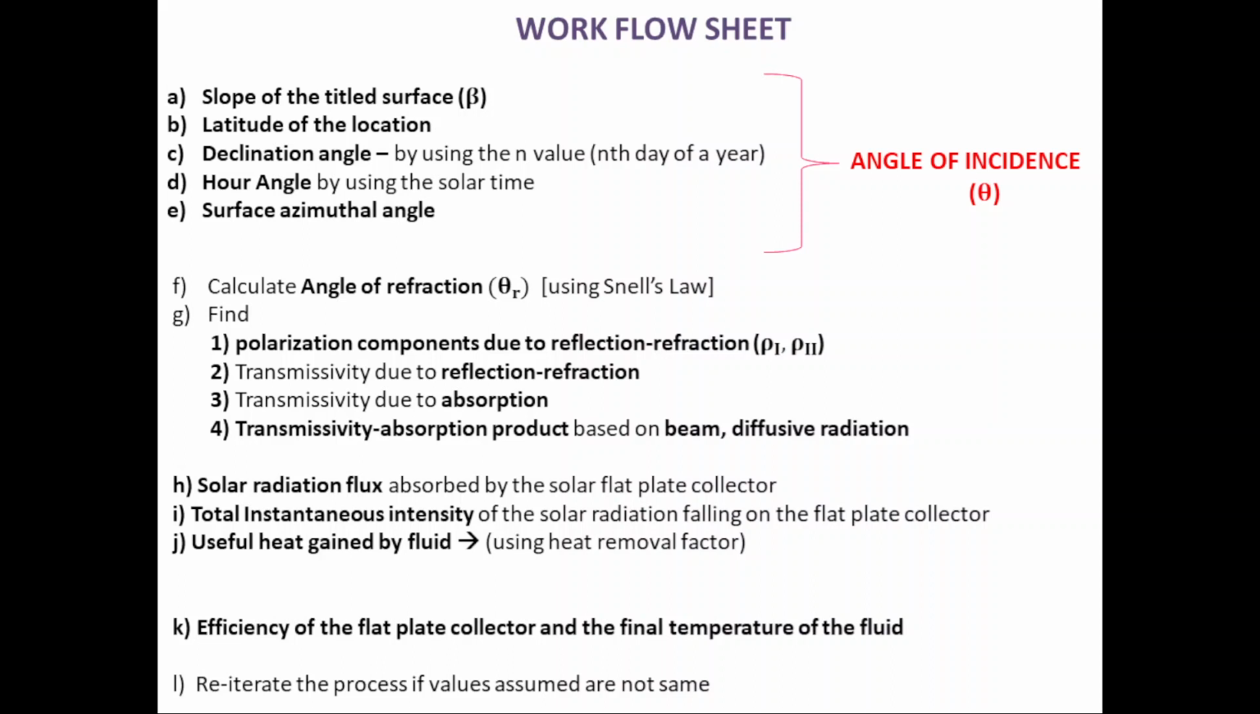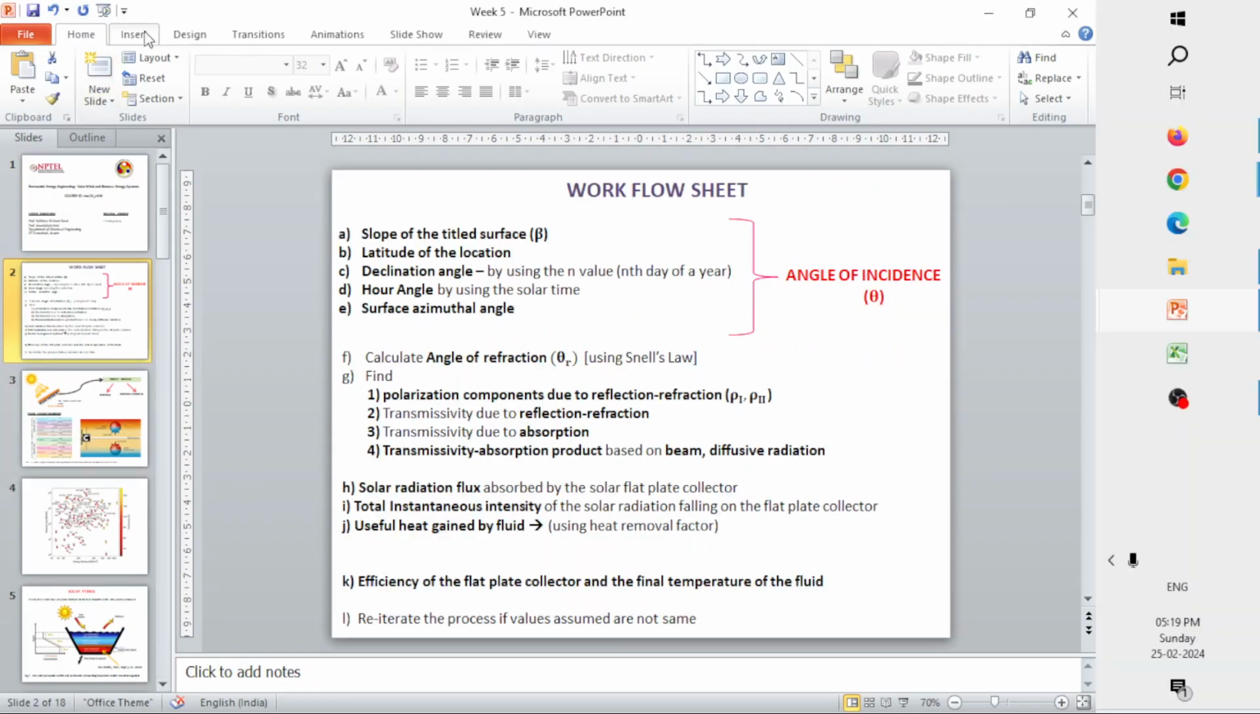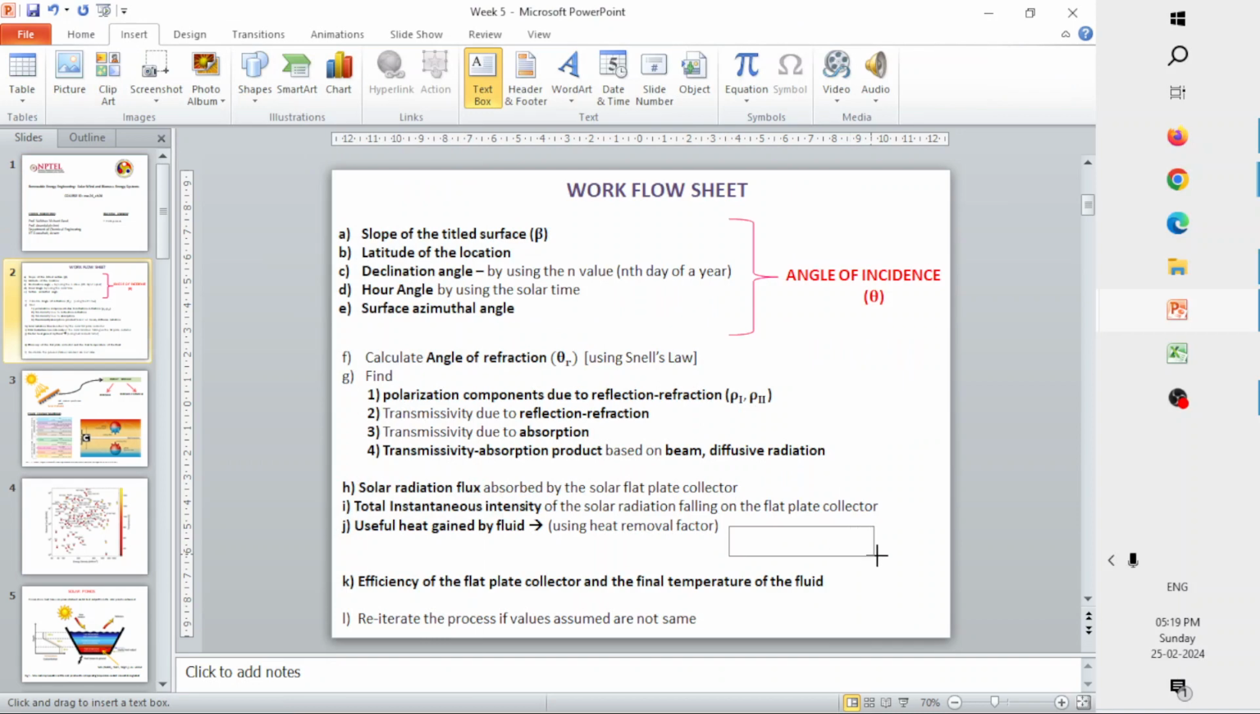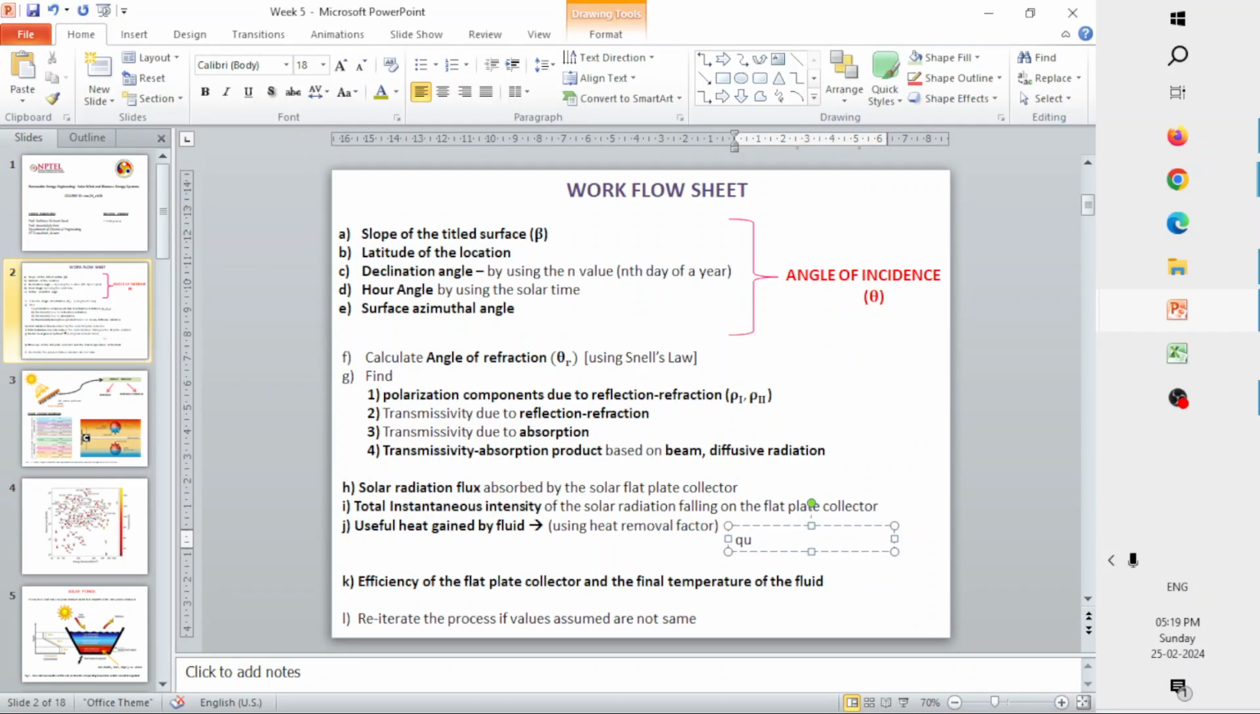Let me just write that here. Your QU is nothing but FR, that is your heat removal factor, times AP, that is your area of the flat plate collector, times S. S is the solar radiation flux absorbed by your flat plate collector, minus your U, that is your assumed heat loss coefficient, times TPM, that is your mean plate temperature for the absorber plate, minus TA. TA is your ambient temperature.